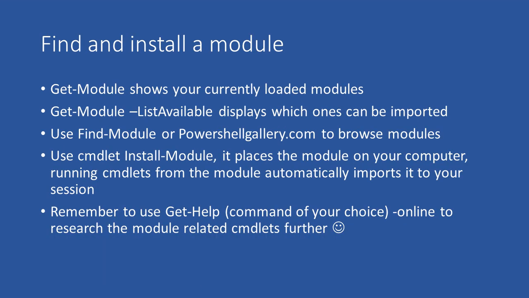So how do we find and install a module? Using Get-Module will show you what modules have been imported in your current session. If you add -ListAvailable, it shows what modules are available to import from the module path. Eventually, you might want new modules. Use Find-Module to search or go to PowerShellGallery.com to search in your browser.